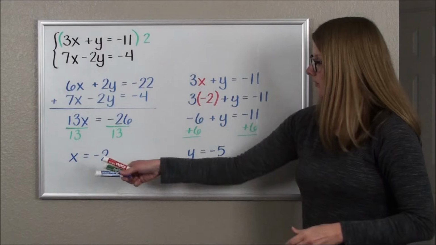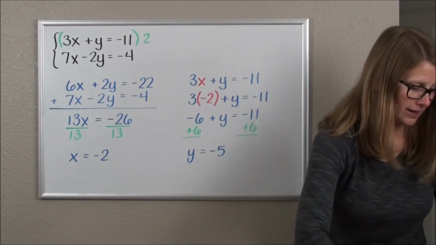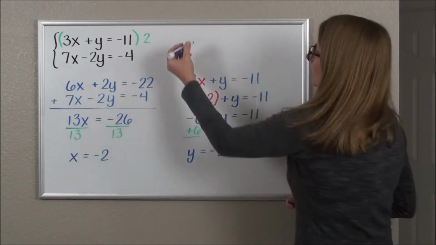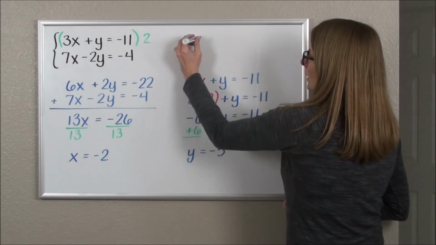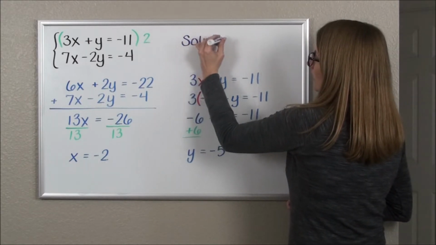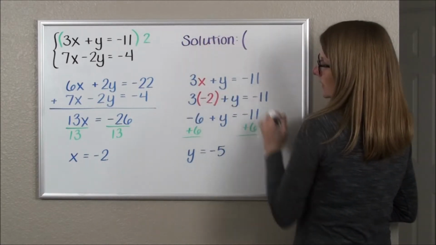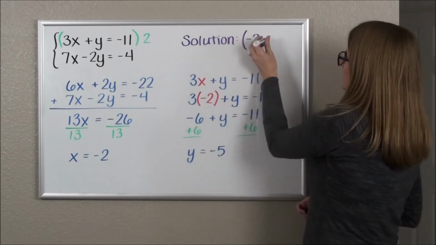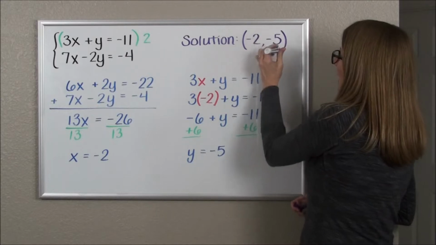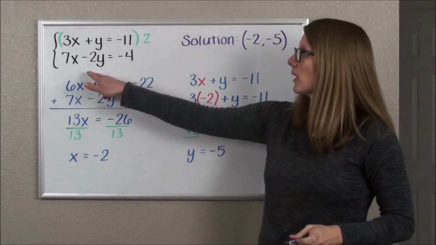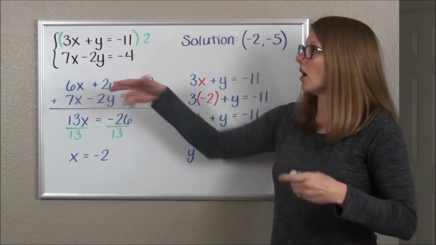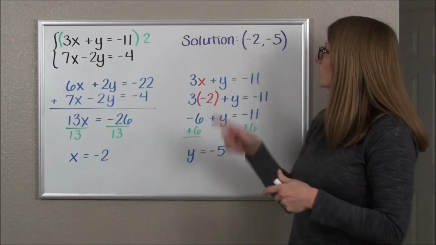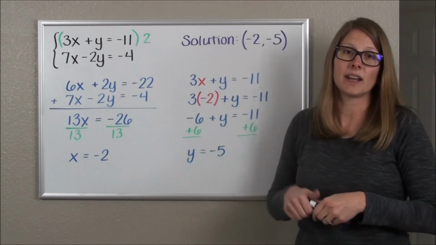So I now have a value for x as well as a value for y. And I can write my solution as an ordered pair with x first and y second. So x will be -2, comma, y is -5. And again, what this means is if I graph these two lines on a coordinate plane, they would intersect at the point -2, comma, -5.